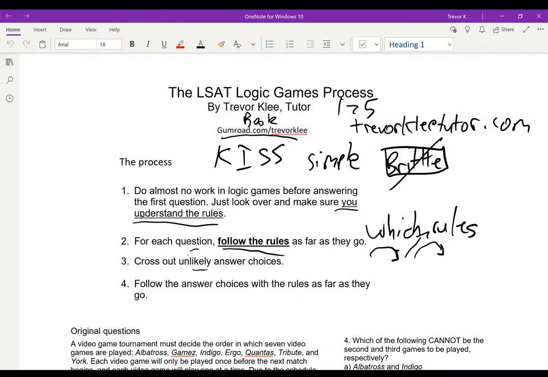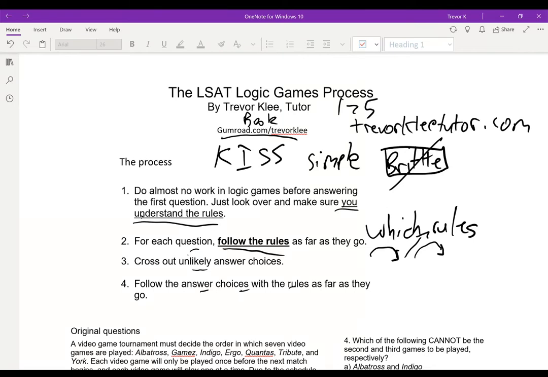Or if it says which of the following cannot be true, and it says the one with no restrictions on it is third, I'm like, well, the one with no restrictions on it is probably fine to be third, right? It has no restrictions on it. It can go pretty much anywhere. So I cross out my unlikely answer choices, and then I'll be left with maybe 2 or 3. And then again, I follow the answer choices with the rules as far as they go.